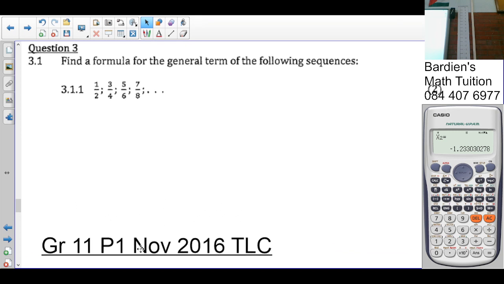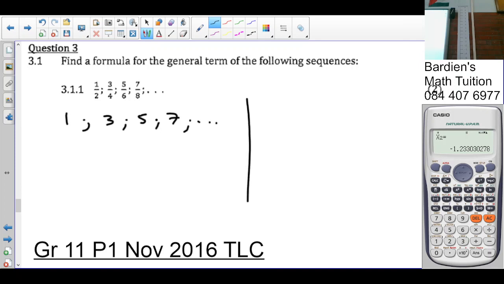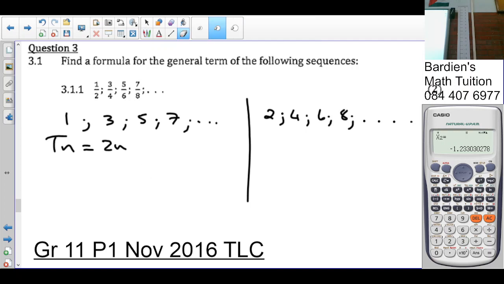In question 3.1, we are told to find a formula for the general term of the following sequence. If you look at the top, the numerators all form one sequence, not so? So I got here 1, 3, 5, 7. And the denominator forms a different sequence: 2, 4, 6, 8, and so on. So the general term for the numerator is simple. It's going to be Tn is equal to 2n minus 1. You all agree with that?